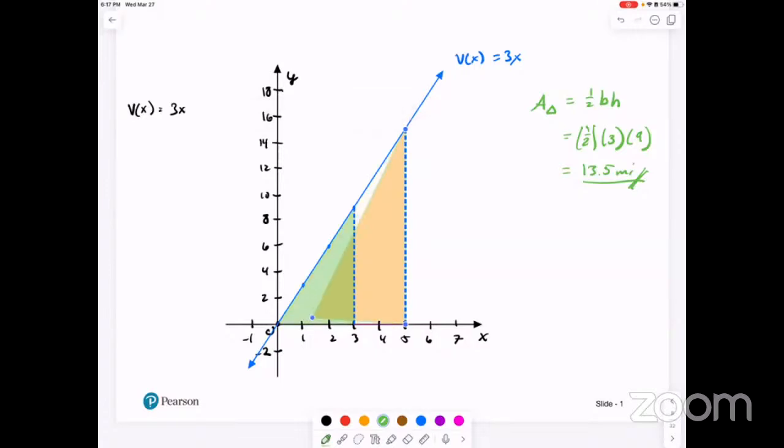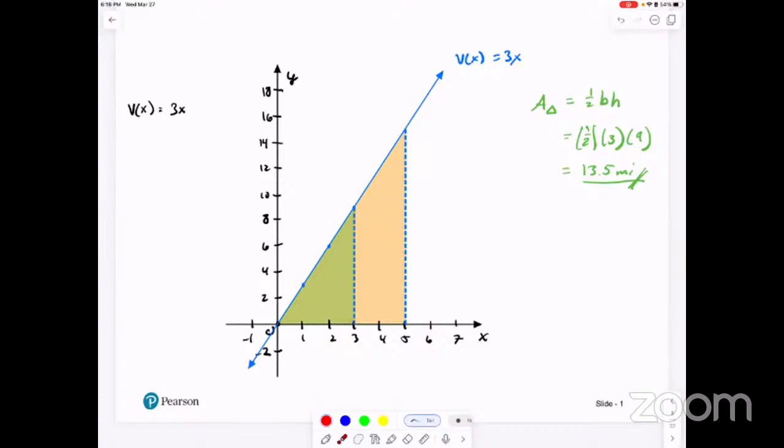Now really what it wants is the orange part, right? It doesn't want from 0 to 5. It wanted the distance traveled from 3 to 5. So what we can do is find the area of the larger triangle and say, if we want just the orange region here, not the double layer part, we can take the larger triangle's area minus the area of the smaller triangle. And that should leave us the area that we want. So let's find the area of the larger one.